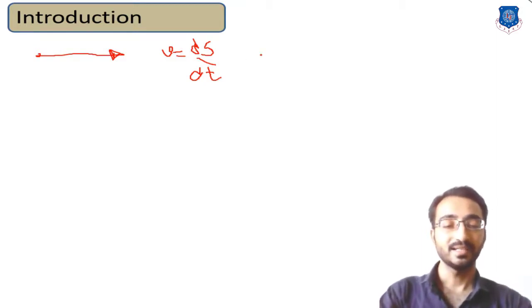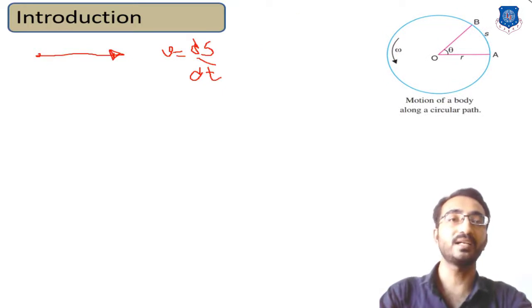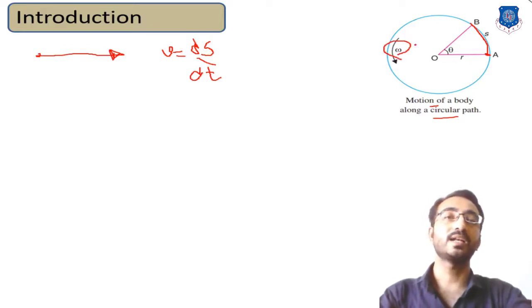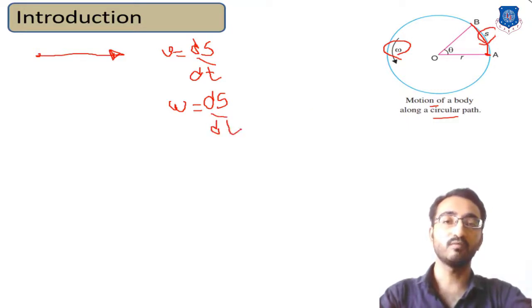Now the second fundamental is angular velocity. If a particle placed at point A is moving from point A to point B, it is moving in a circular path, so the velocity is measured as angular velocity omega. To calculate it, angular velocity omega is equal to the change in displacement. If we consider displacement as s, then ds by dt gives you the value of angular velocity.